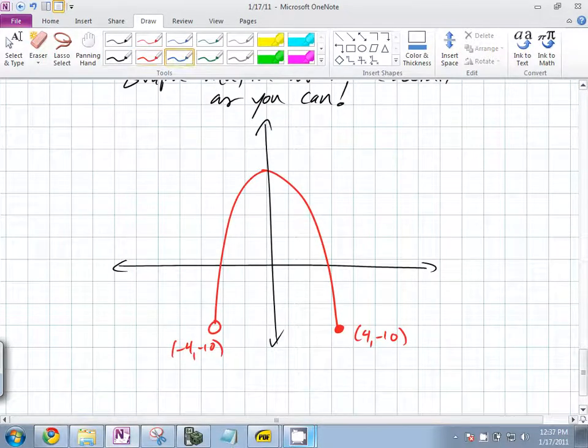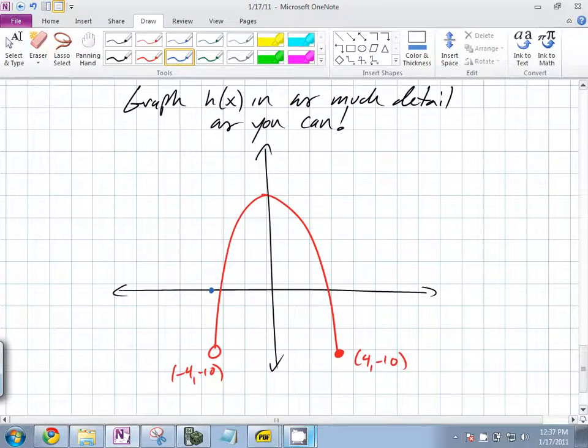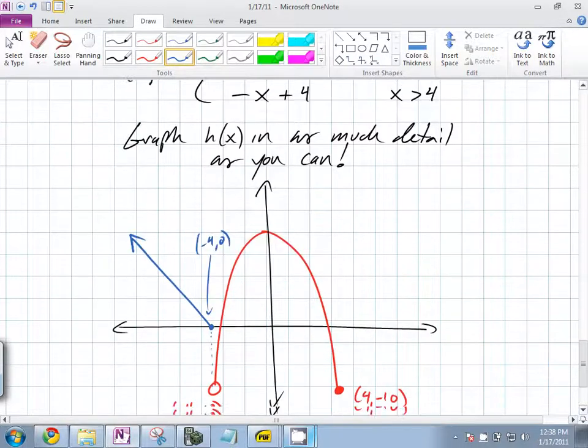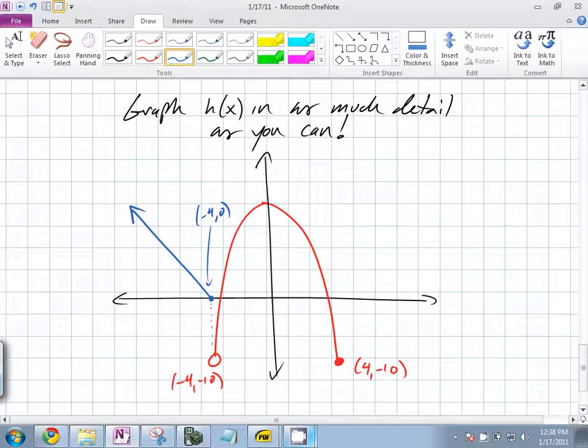Is it a closed or open dot right there? It is a closed dot. This is the same. What is that? That's -4, 0. And the other one is -x plus 4. Where's 4 going to be? It's, I don't know, right about here. Is this really to scale? Not really. But you get the idea here. This is going to go like this. And is it an open or a closed dot? It's an open dot right there. And it goes like that.